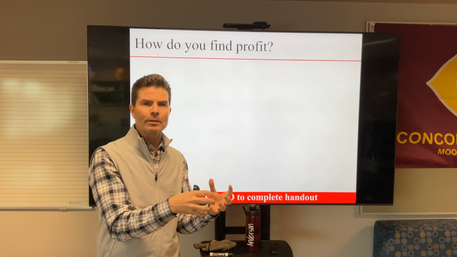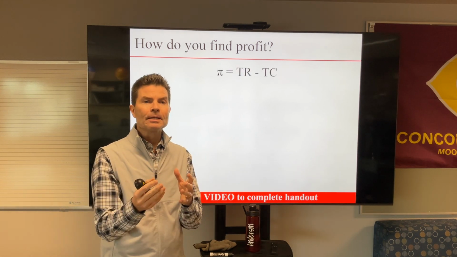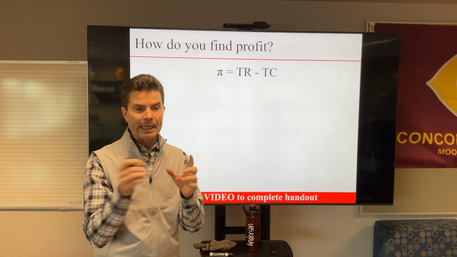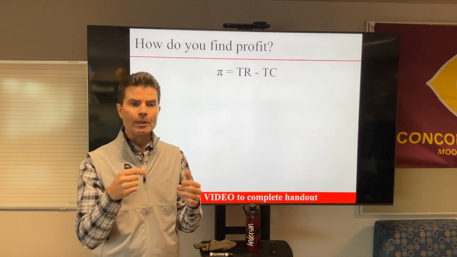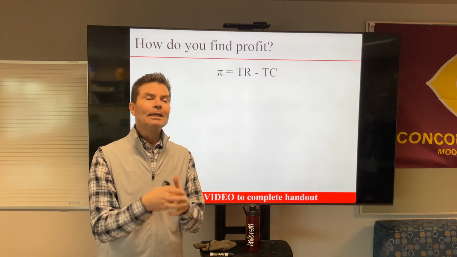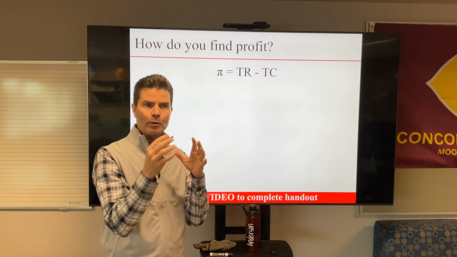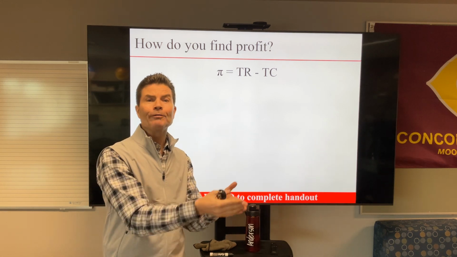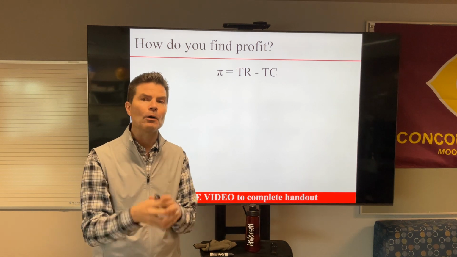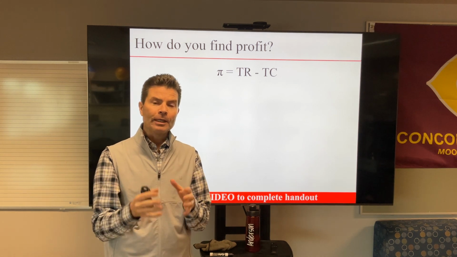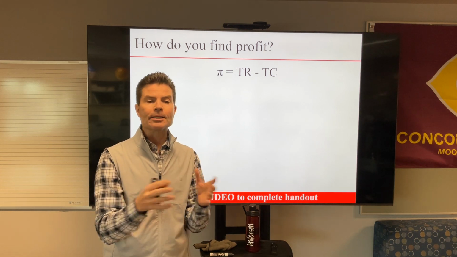We've got to go backwards and look at how to find revenue first. One way to find profit is to take your total revenue and subtract total cost. Remember, in order to find revenue, you take price times quantity. That's how we find total revenue. You're typically given the total cost, so one method to find profit is simply taking your total revenue, which is price times quantity, and subtracting total cost.